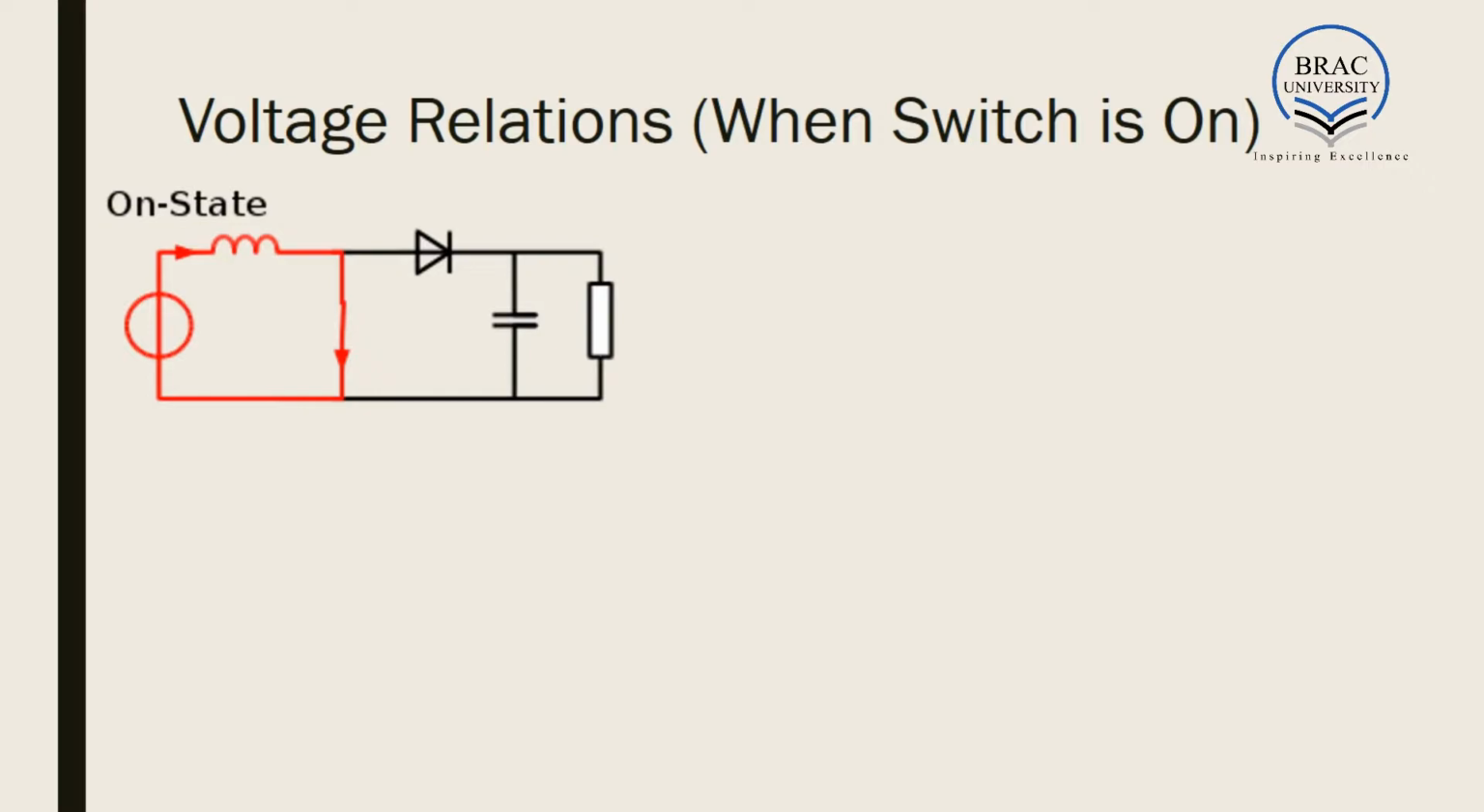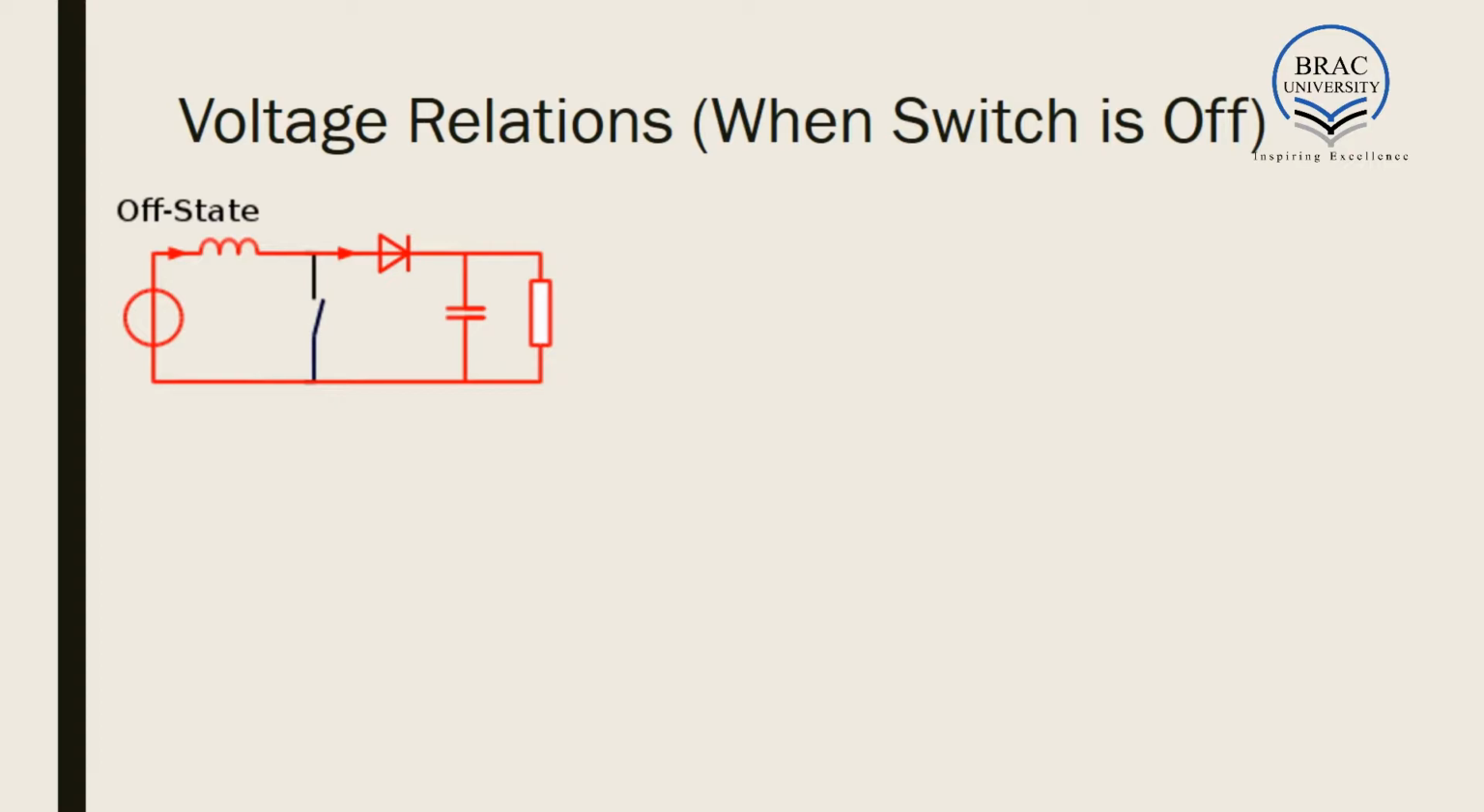At on state, the switch is on. If this is short circuited, current cannot flow through this direction, as this is the minimum impedance path. As a result, the loop of current is this. Now we are considering this as V input and this as VL, or inductor voltage. So when the switch is on, we get minus VI plus VL is equal to 0, or VL is equal to VI. This is equation number 1.